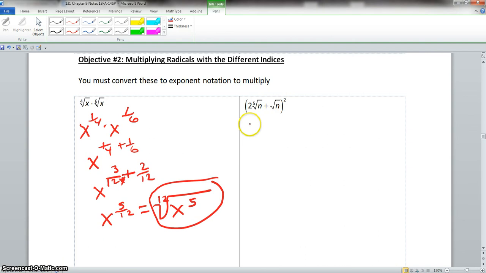Now we come to this next problem. We have to write this parenthesis twice because this is squared.